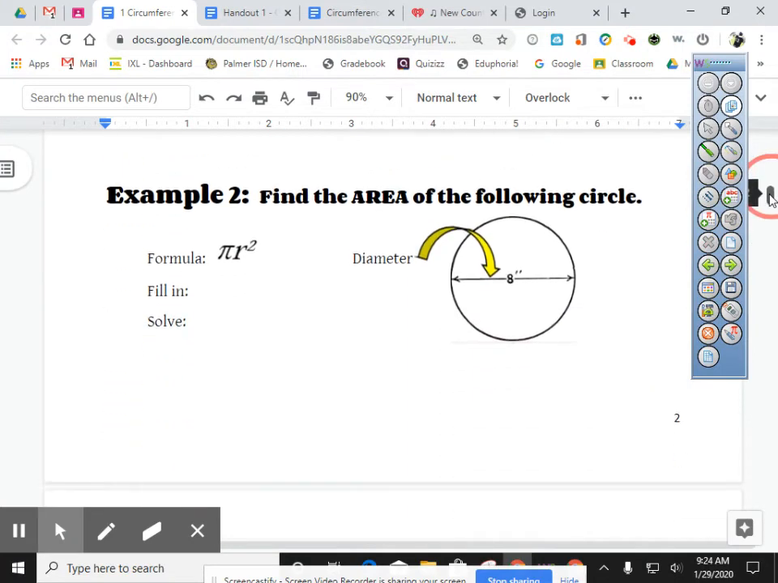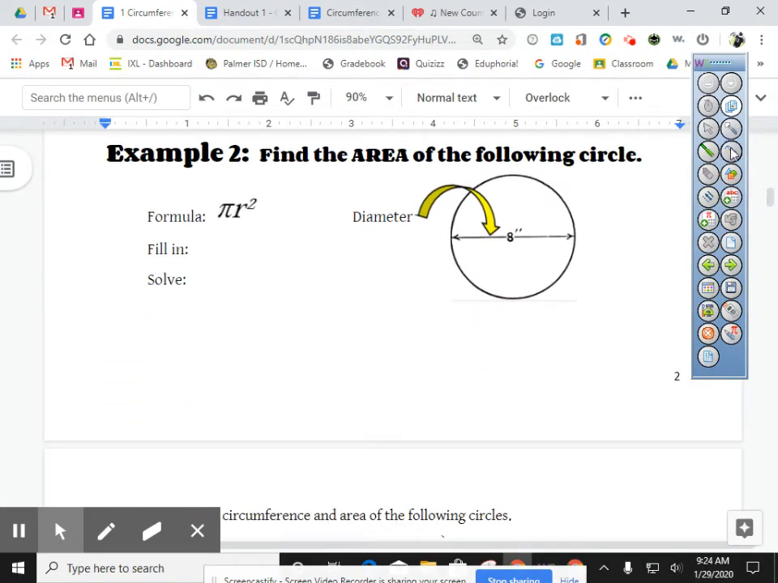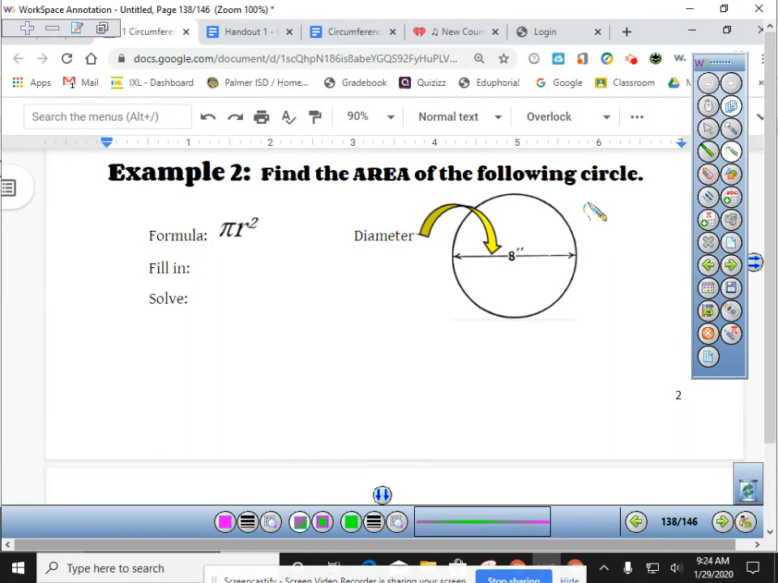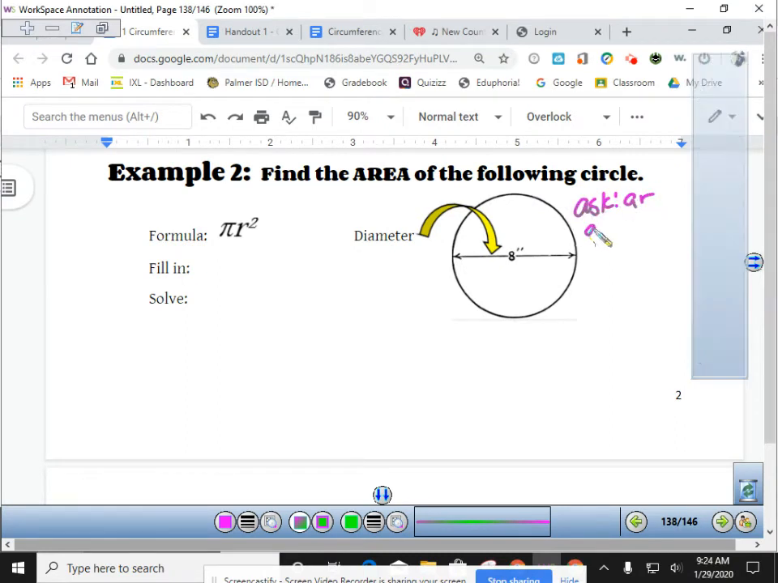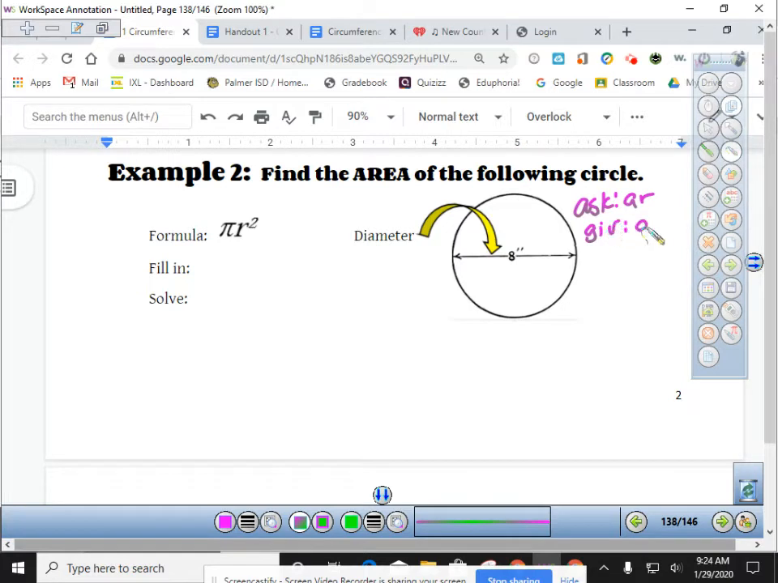All right, example 2. Find the area of the following circle. What is it asking? Area. What does it give? Diameter. What do you need? You need the radius. Area equals pi r squared. Area equals 3 times 4 squared.